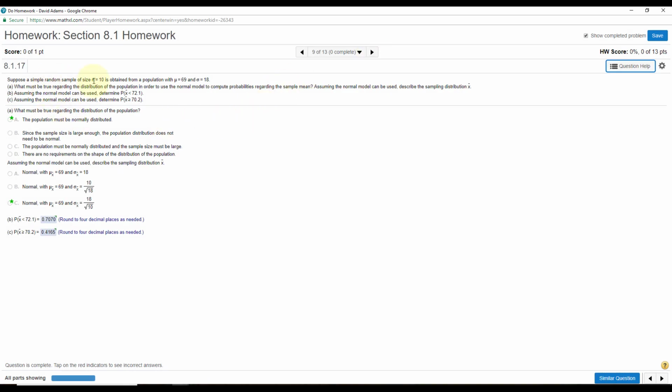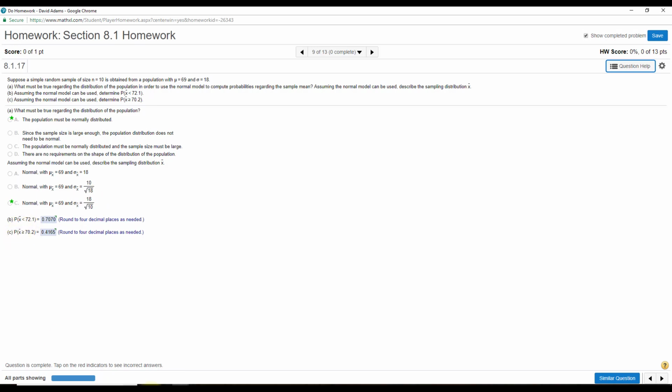So suppose a random sample of n is 10 is obtained from a population with mu equals 69, sigma is 18. What must be true of the parent population? Well, because our sample size is small, the parent population has to be normal. So this new distribution will be normal if the parent population is normal. It'll have mu the same as the parent population's, but sigma is not 18. It's 18 divided by the square root of 10.